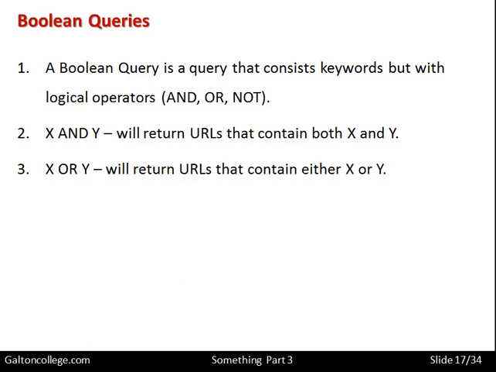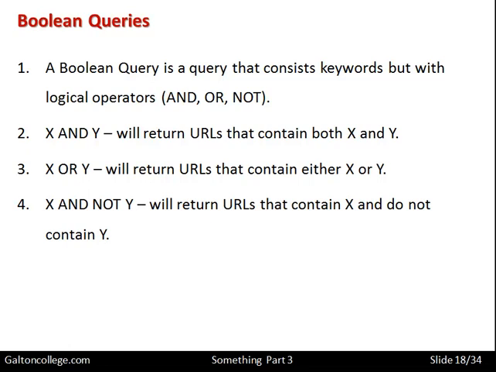It could be X OR Y, which will return URLs that contain either X or Y. So we could say Toyota OR Ford. So it'll only bring back either Toyota or Ford. It won't bring back anything else. So we could say cars, Toyota OR Ford. So now it'll only bring back sites talking about cars, passenger cars, that are produced by either Ford or Toyota, because we have this Boolean piece of logic in between, the OR statement.